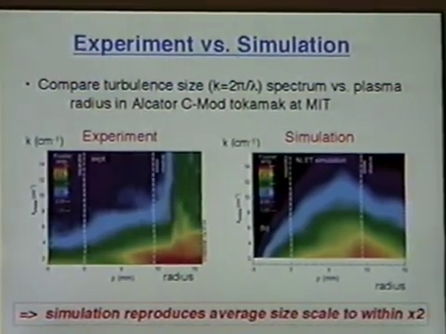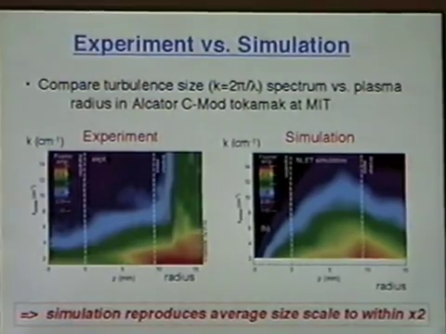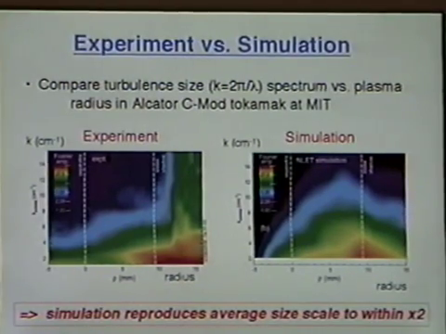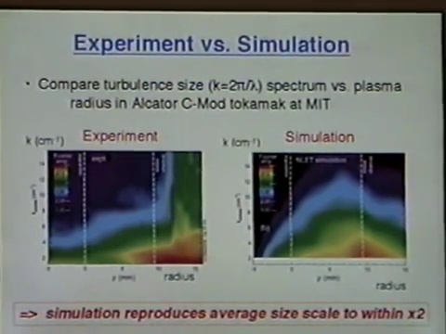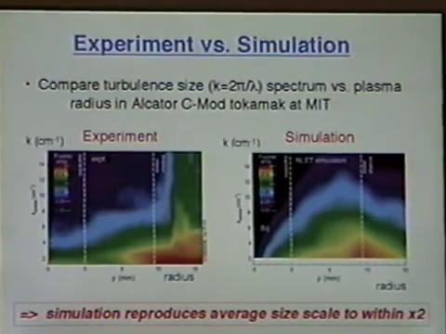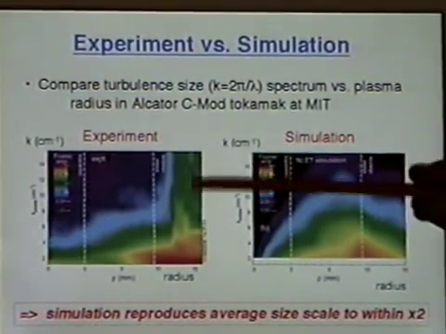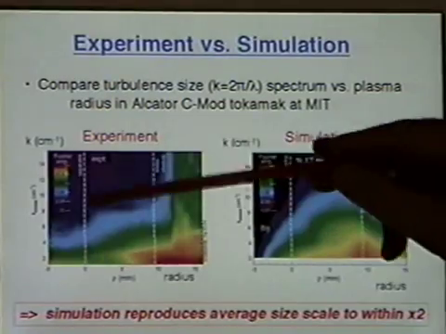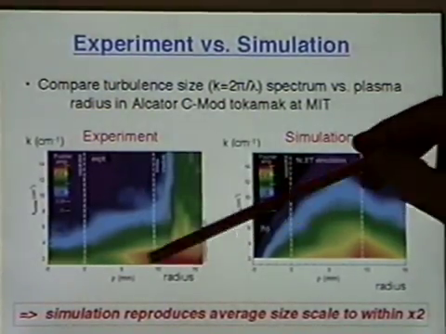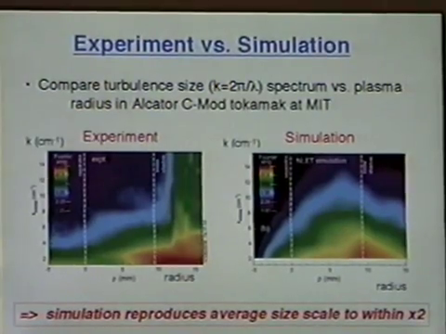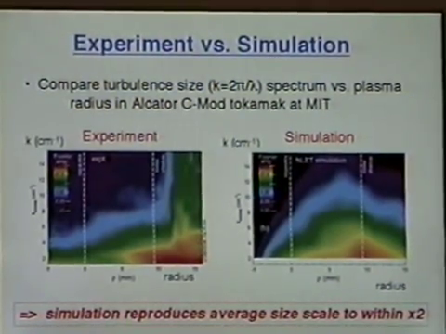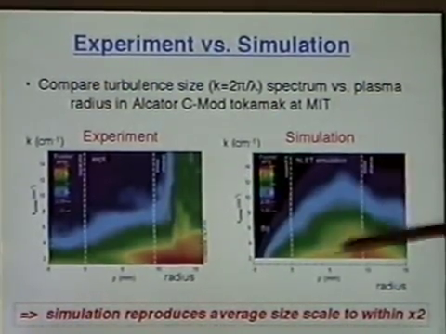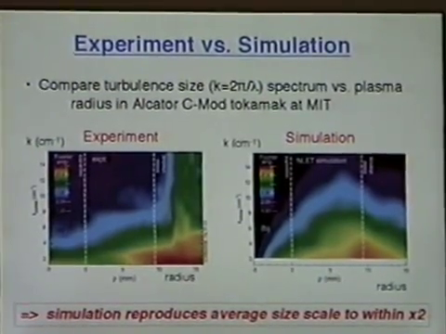So on the left is the vertical axis is the size scale, where the biggest size at the bottom and the smallest size at the top, and the horizontal axis in the experiment is the radius of the plasma, the distance from the center. And the wall is over here, and another projection of the wall is here, and it's called the separatrix is here. The point is, the bright red parts are where there's a lot of power in fluctuations, and the blue parts are where there's little power. So this is a power spectrum versus radius of the experiment, and this is the same kind of plot based on the theory I just showed you.